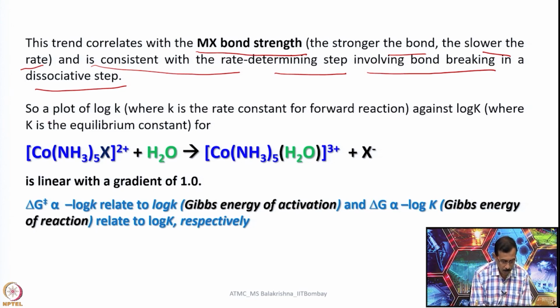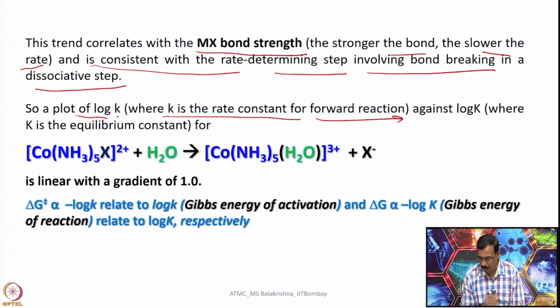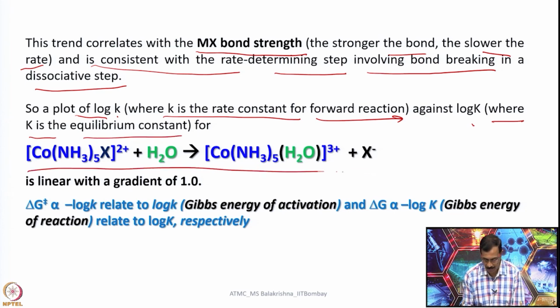So, if we plot a graph of log k, where k is the rate constant for the forward reaction, against log K, where K is the equilibrium constant for this particular reaction with the different entering ligands.